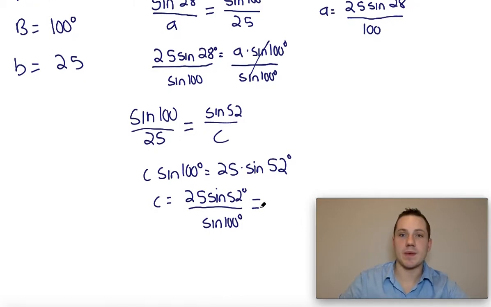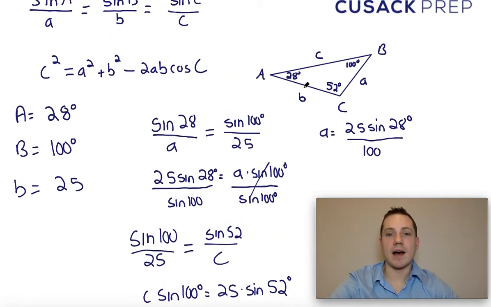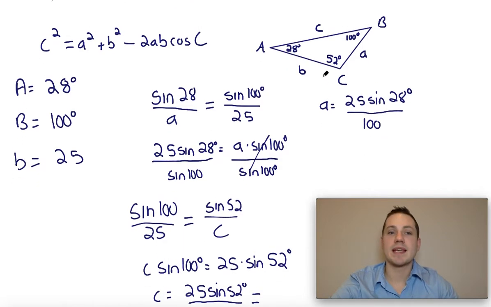And same thing, you would put that into a calculator, or you may just find that it's left in this form. Once you have that, you've completely solved this triangle. You've figured out what all the angles are, as well as what all the sides are. So we'd say that we have solved for this triangle.